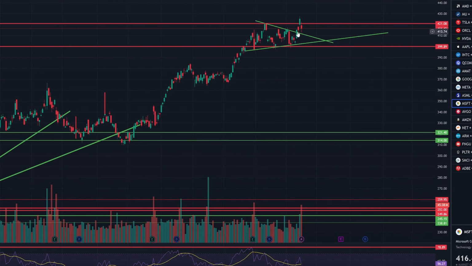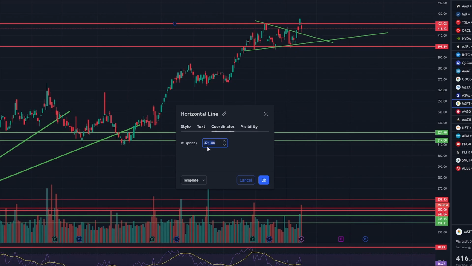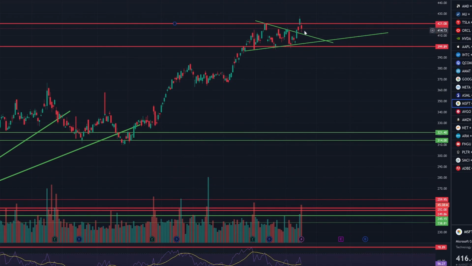But we broke out on the upper side as expected on the bullish pennant, and we got challenged by this resistance out here at 421.08. But right now we are still above the bullish pennant. So this is what a bullish pennant looks like. It's always on a bull channel, and it's a consolidation sideways with lower highs and higher lows, and then it breaks out on the upper side.